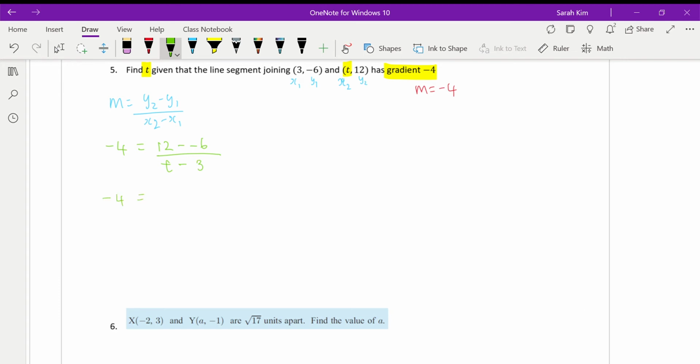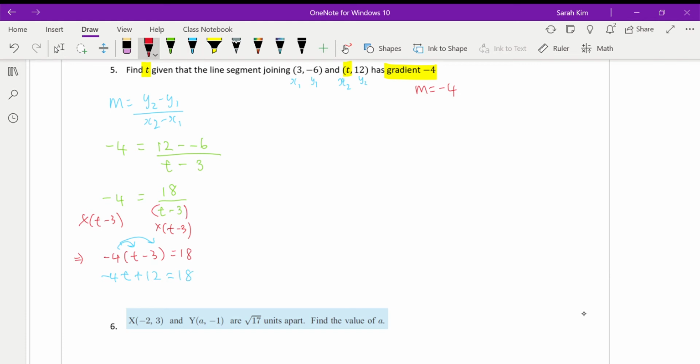So -4 equals 12 plus 6, which is 18, over t minus 3. So all I have to do now is multiply by this one so I can get rid of it. So I get -4 times (t take 3) equals 18. Alright, so all I have to do is expand this bracket: -4t, and then plus 12 equals 18.